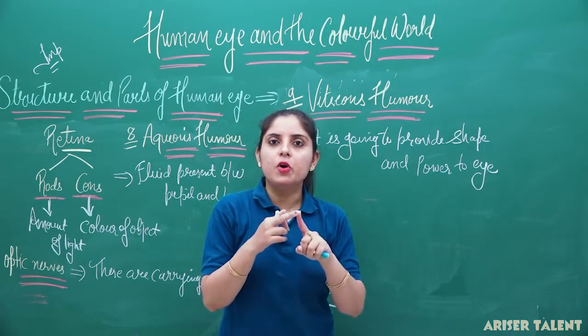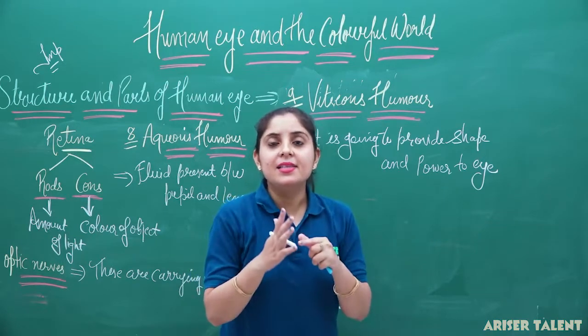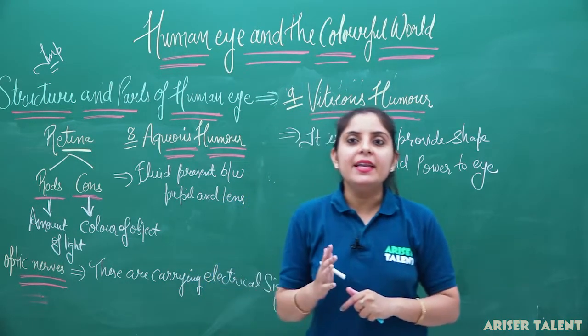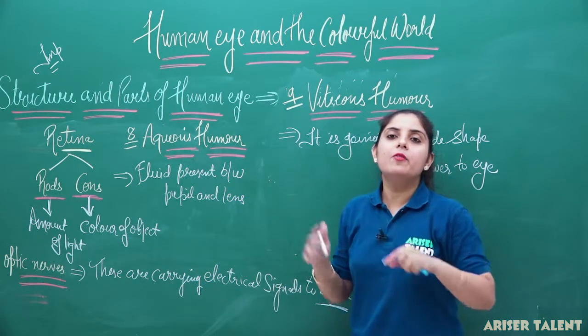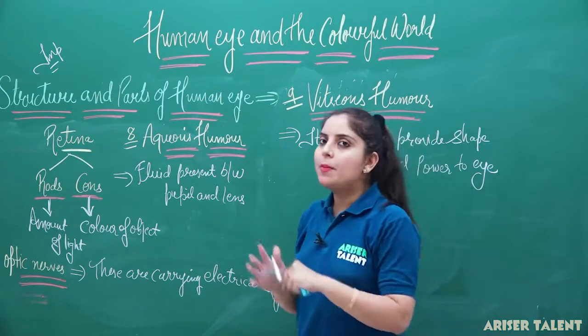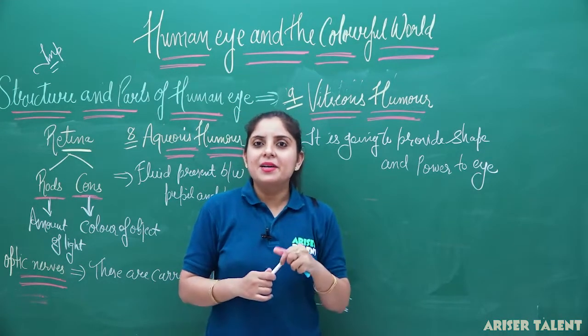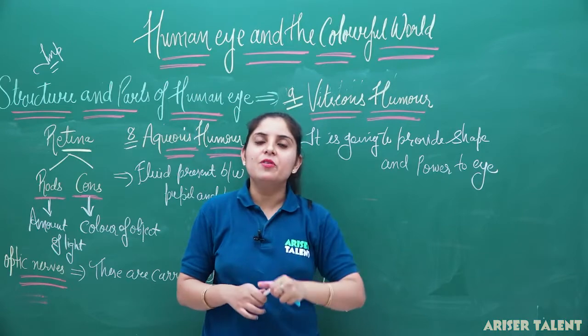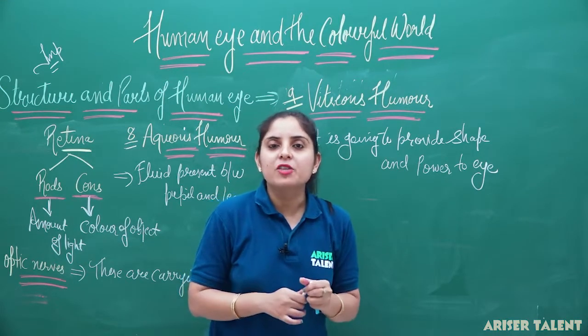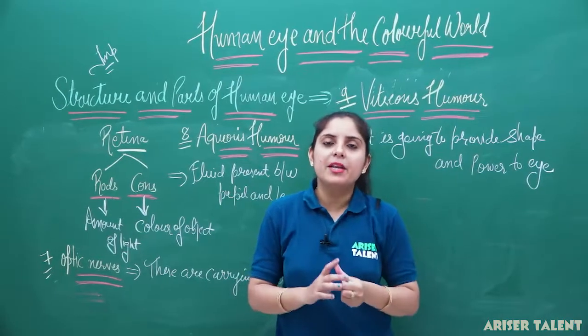Firstly, we have seen the cornea. Then we have seen the pupil, iris, lens, ciliary muscles, retina, optic nerve, and the two kinds of humor, that is aqueous humor and vitreous humor. So this is all about the parts of the eye. Now this topic has been completed here. In our next lecture, we are going to discuss how the eye actually performs its function and what the power of accommodation of the eye is.